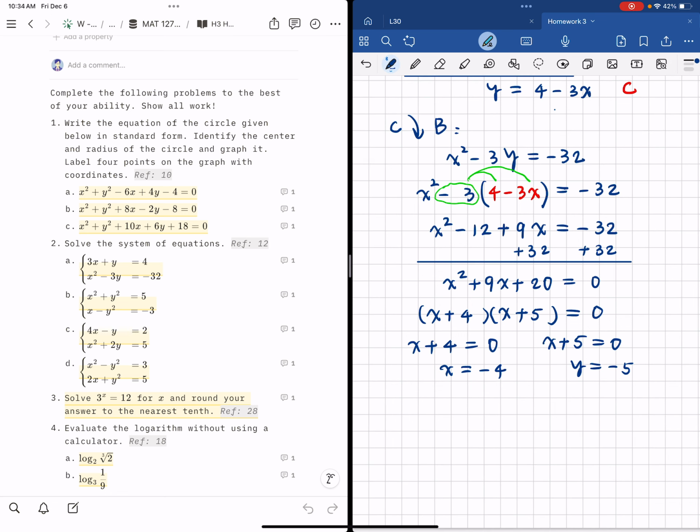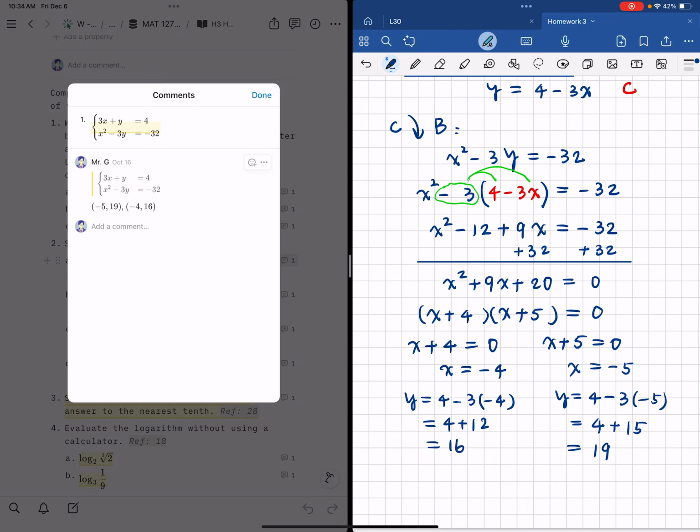Equation C is 4 minus 3x. So y equals 4 minus 3 times negative 4. And that is 4 plus 12, which is 16. And for the second one I wrote a typo. This should be x equals negative 5. So that means y is 4 minus 3 times negative 5. And this will be 4 plus 15, and that's 19.